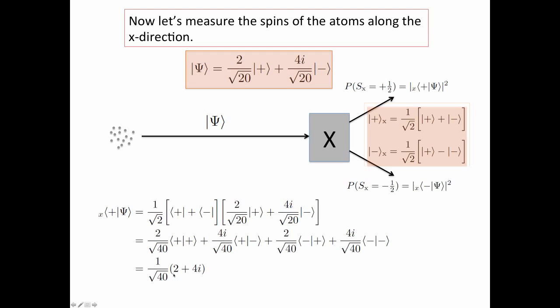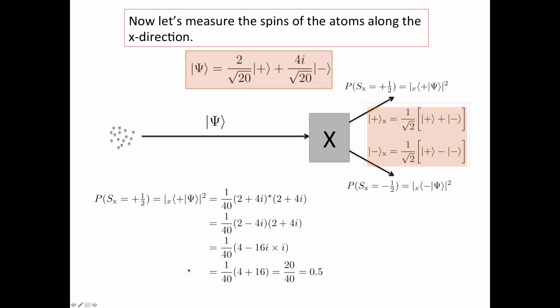So this is now a complex number. It has a real and imaginary part to it. So to take the square modulus of this, we need to multiply the complex conjugate of this number with itself. So let's go ahead and do that. The complex conjugate of 2 plus 4i, which is written here as (2 plus 4i) star, means, once again, that we just have to reverse the sign in front of the imaginary part of it. So instead of plus 4i, we get a minus 4i here.